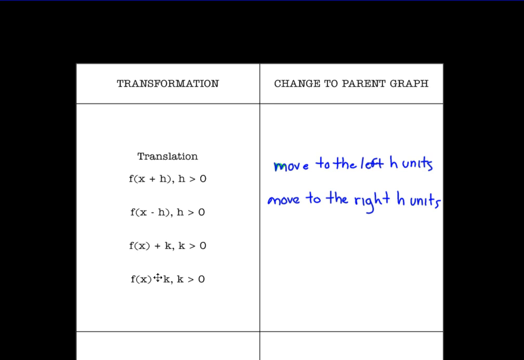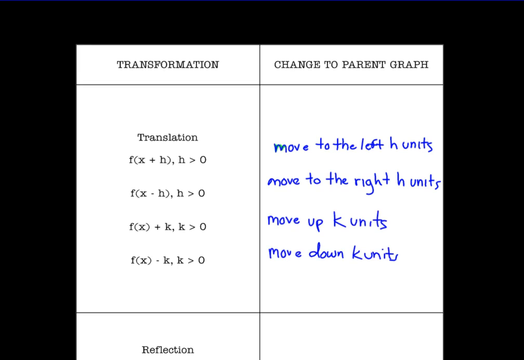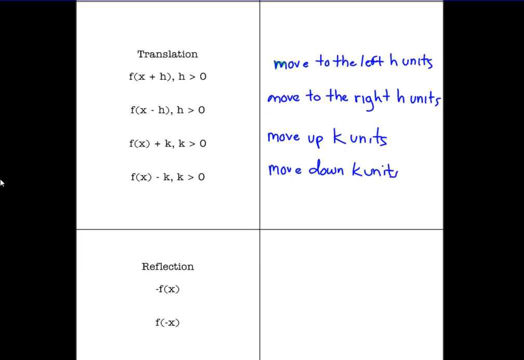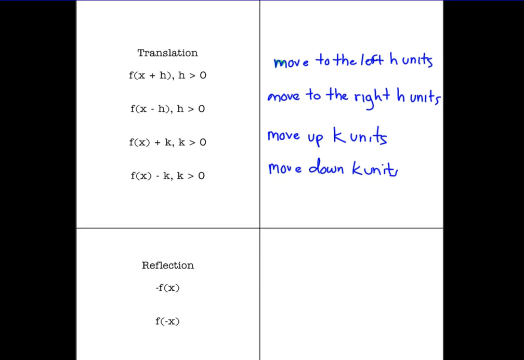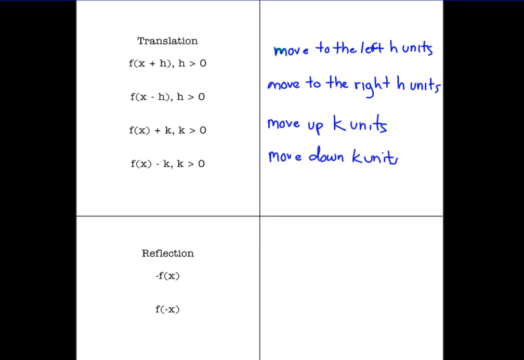Now, plus k, minus k over here, we just switched up the letters for the heck of it, is going to be your vertical shifts. You move up k units, or you move down k units. Those are normal, so make sure you write these down. You can pause the video anytime and copy these down.